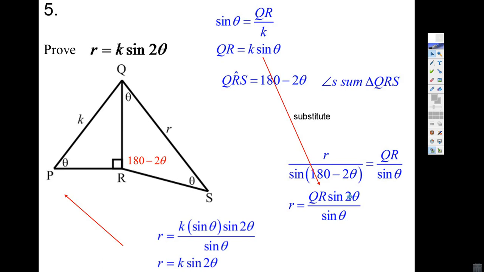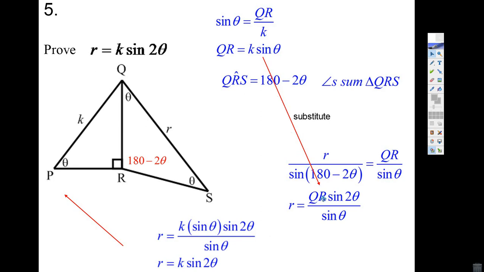Well, there we have it. We have that R, we take that sine 2 theta, we multiply it by QR. We've got a way of writing R, and that's what we're supposed to be. R equals QR times the sine of 2 theta. But then hang on, QR is actually K times the sine of theta. That was the first thing we did.